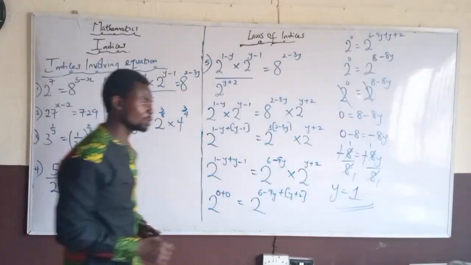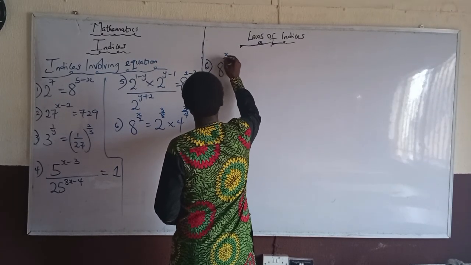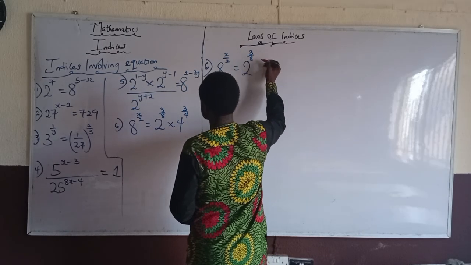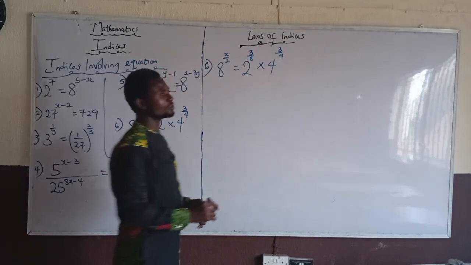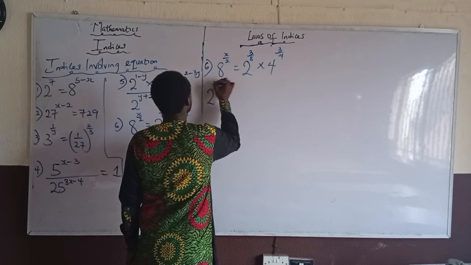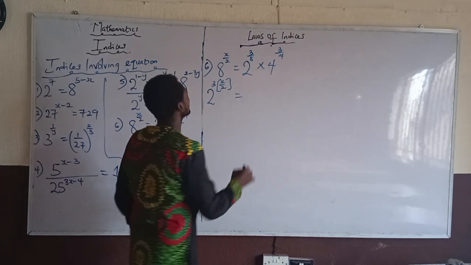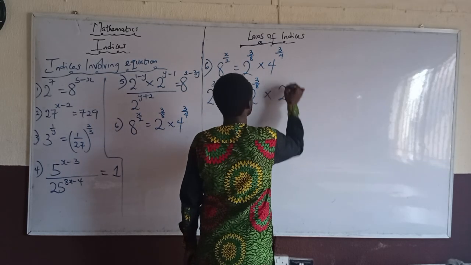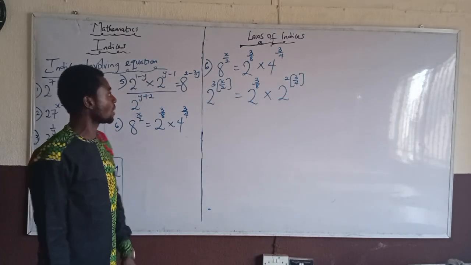I'll move to the last one, which is number 6. I have 8 raised to power x over 2 equals to 2 raised to power 3 over 8 times 4 raised to power 3 over 4. So I'm taking all of them to a number in base 2. Here is 2 raised to power 3, I have x over 2, since 2 raised to power 3 is 8. Here is 2 raised to power 3 over 8 times, here is 2 raised to power 2, I have 3 over 4. 4 is 2 raised to power 2.